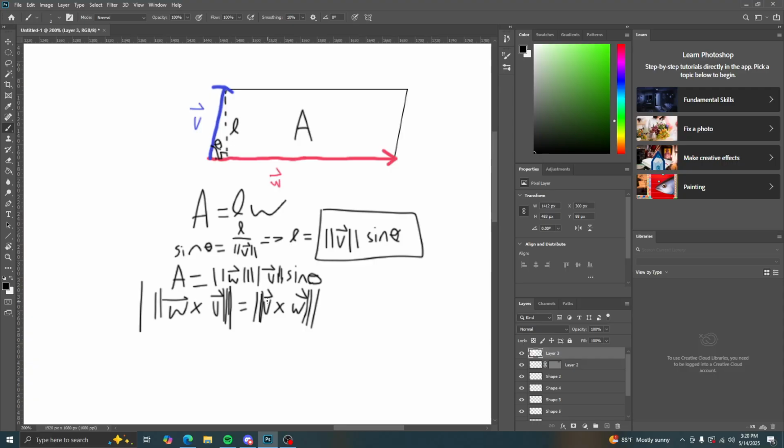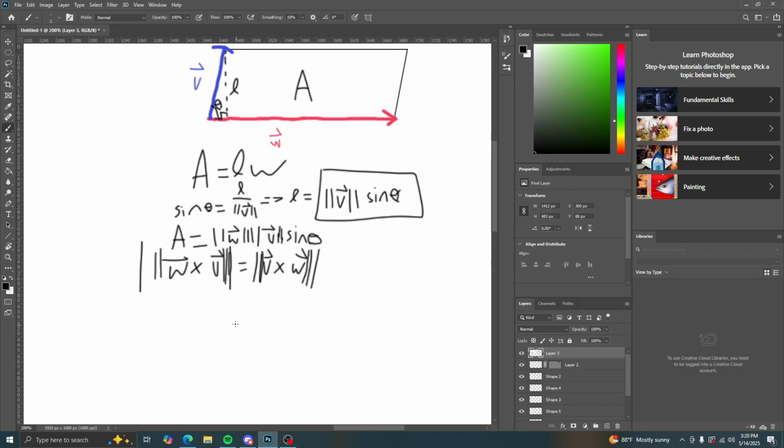But since it's an absolute value, and because the cross product of v and w is just the negative of the cross product of w and v, we can use either of these because either way it's going to be an absolute value. With that in mind, I'm not going to write the absolute value symbols anymore, because using the magnitude symbols with the cross product symbols is kind of confusing to read. But this is what it is: the absolute value of v cross w.